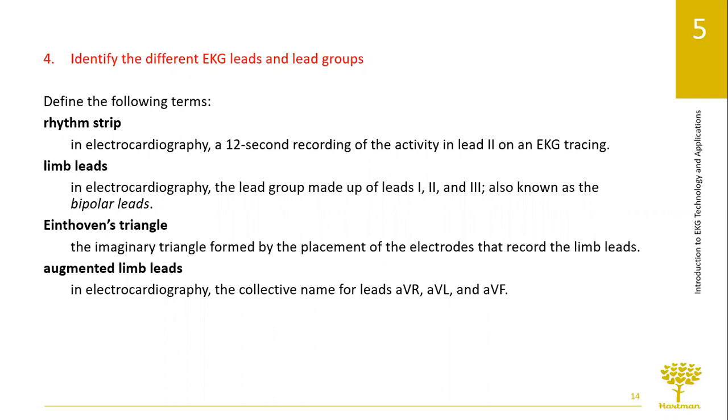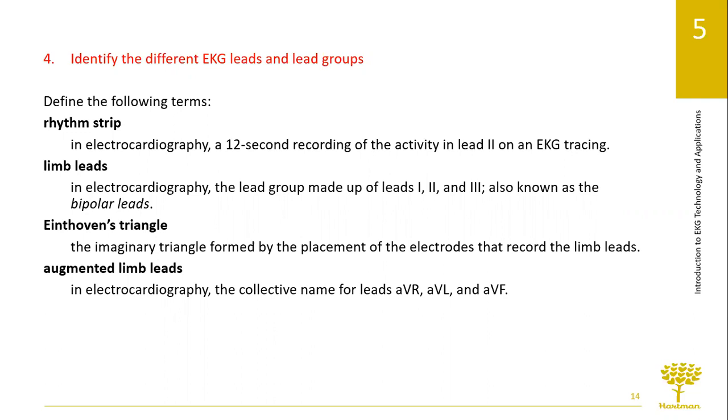The limb leads literally go out on the limbs, and that's leads 1, 2, and 3. Until I get to drawing on the board, it might not make a lot of sense. It uses terms like bipolar leads and unipolar leads. Really just remember that each lead has one and only one positive electrode. The limb leads are bipolar leads. So they share one lead and it changes the location of the negative electrode, therefore changing the view of what it's looking at.